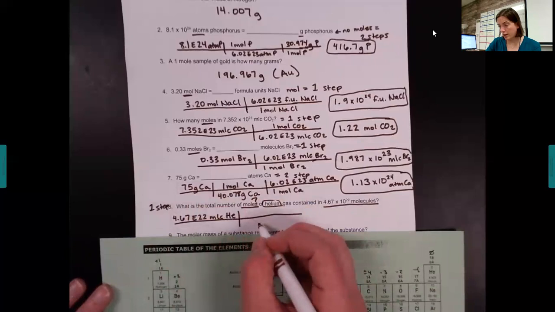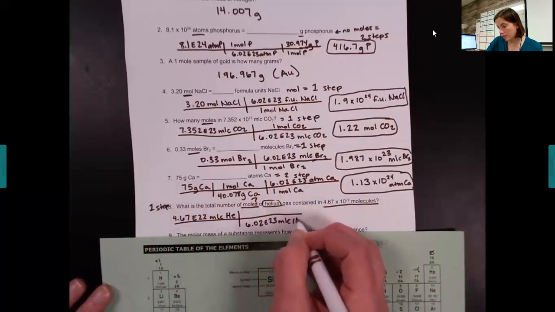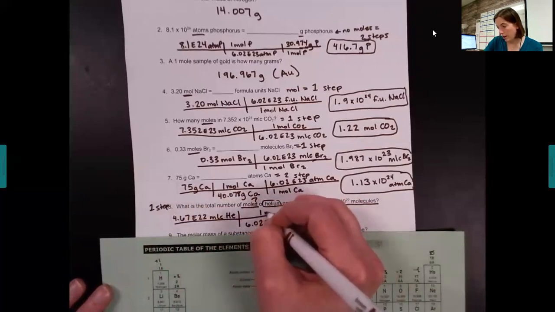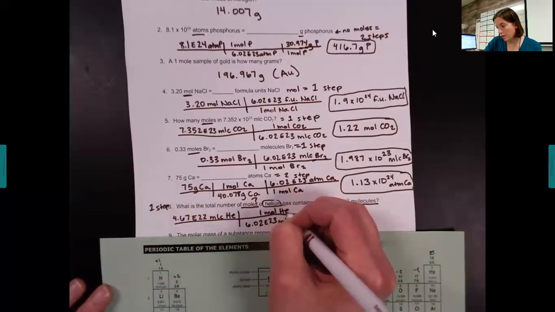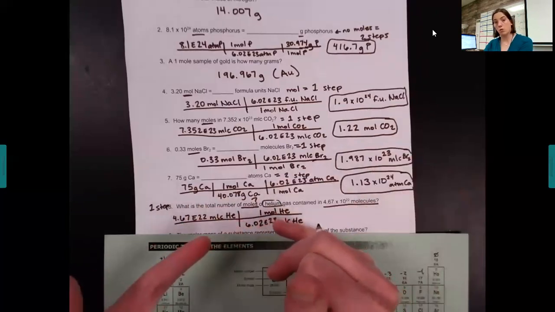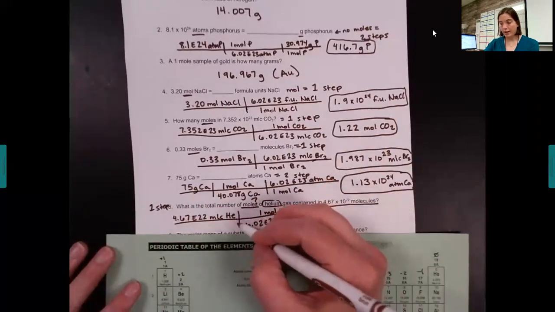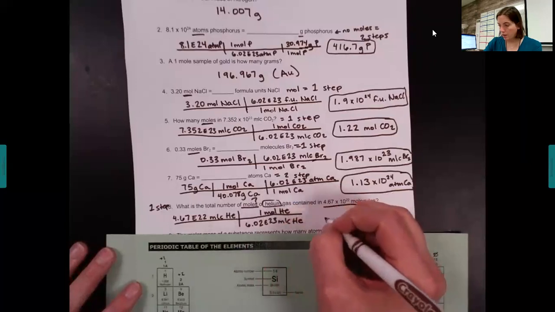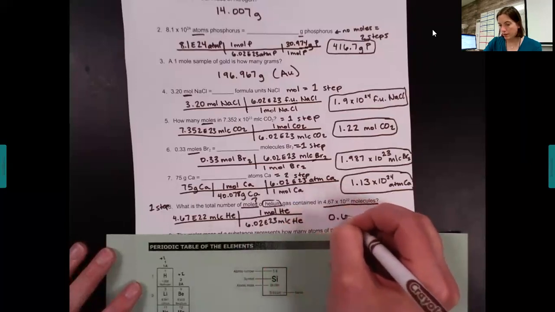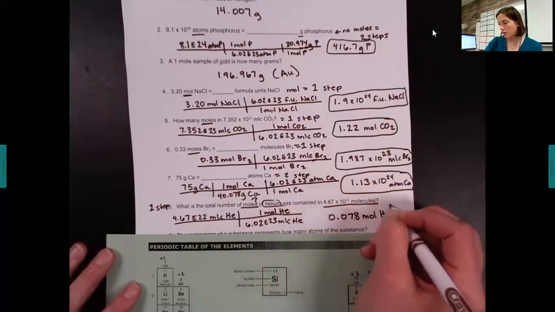If we have molecules here, then we need molecules on the bottom of the next track, and then 1 mole on top. And that's it, we're done, because it's asking us for the total number of moles of helium. When we divide here, because the number's on the bottom, you should get 0.078 moles of helium.